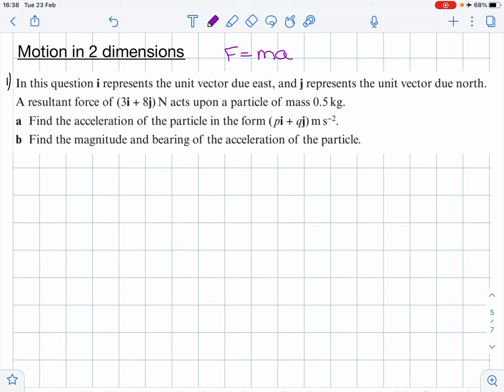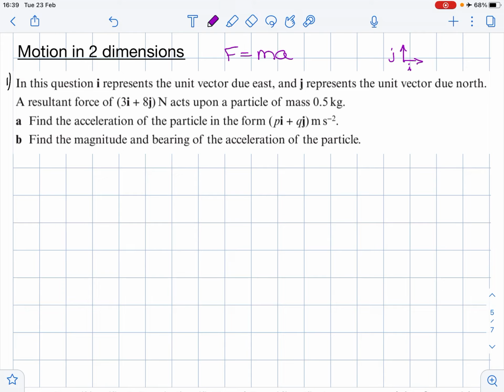In this question, i represents the unit vector due east, and j represents the unit vector due north. A resultant force of 3i plus 8j acts upon a particle of mass 0.5 kilograms. For part A, we want to find the acceleration of the particle.